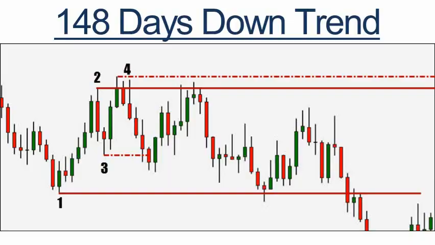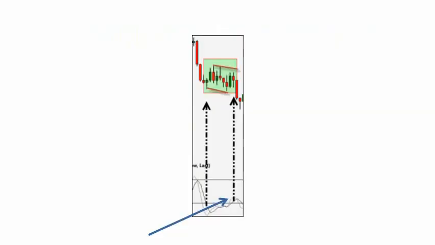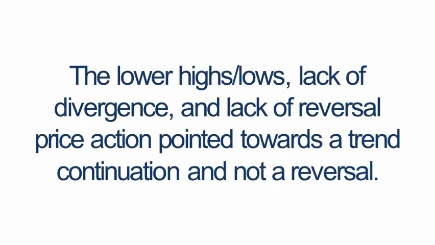This chart shows the weekly chart of the same point in time. You can see that the price had two weeks of a momentum push to the downside, and our indicator shows an oversold state. Our daily range played out for 63 days, but a quick look at the larger time frame showed an extended and oversold market. The higher highs, higher lows, lack of divergence, and a lack of reversal price action pointed towards a trend continuation and not a reversal.